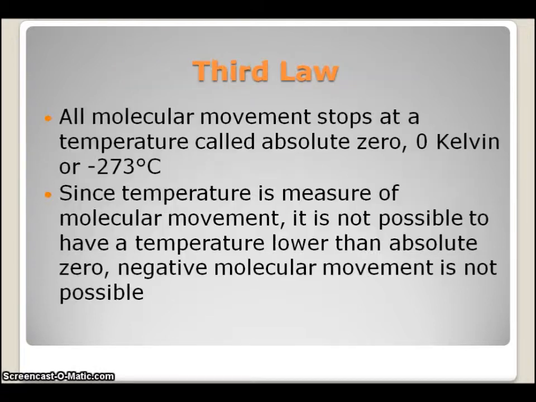The third law. The third law of thermodynamics states that all molecular movement stops at a temperature called absolute zero. This occurs at 0 Kelvin or negative 273 degrees Celsius. Since temperature is the measure of molecular movement, it makes sense that there is a limit to temperature, called absolute zero. Since it is not possible to have negative molecular movement, there can be no temperature less than 0 Kelvin.